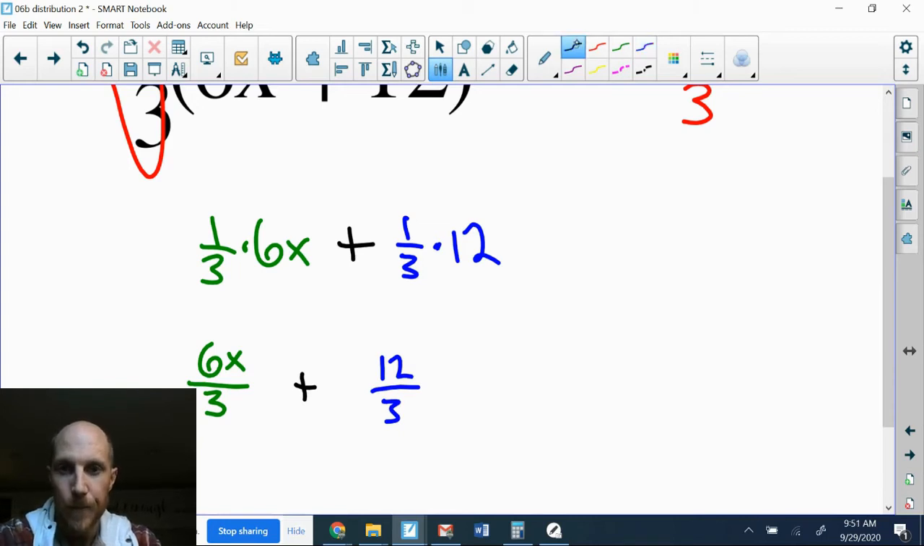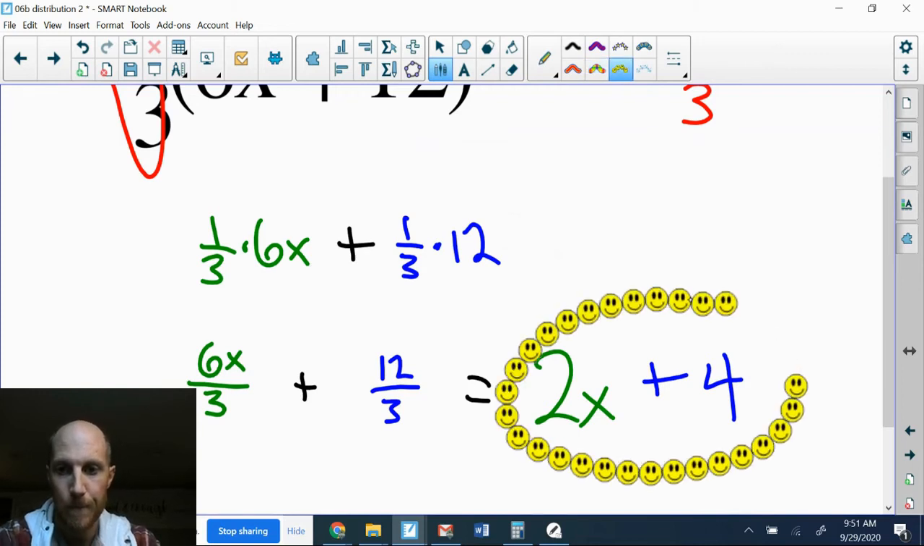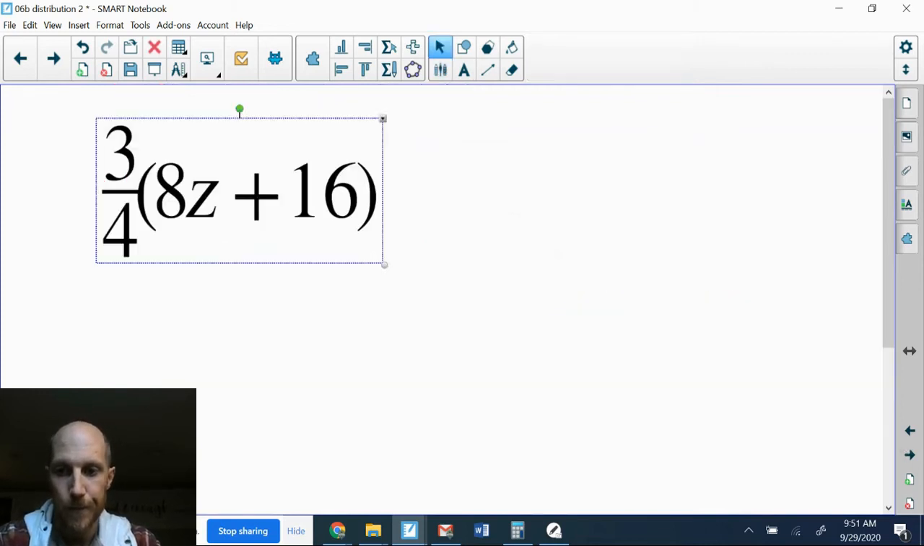And then I can clean these up. 6x divided by 3, that's 2x. And plus 12 divided by 3, that's 4. All right.